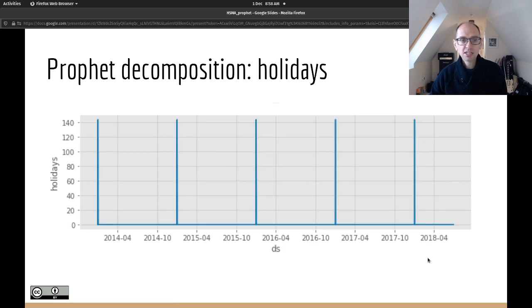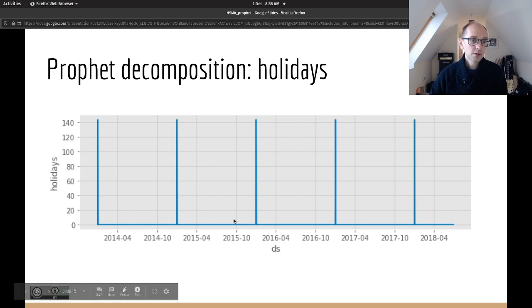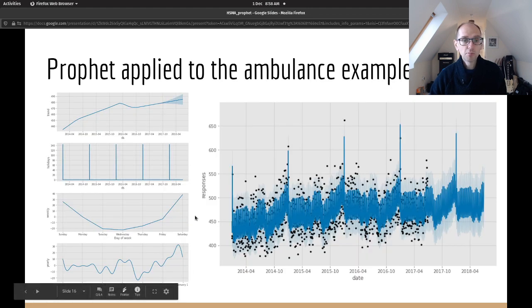And then last but not least, our holidays, our spiky holidays. And what Prophet has done is it's fitted a dummy variable for New Year's Day, and we can see that it fits a very simple model. And it's basically saying on New Year's Day, we expect to have about 140 calls extra than any other day of the year. And then Prophet works by adding those components together. And we end up with our fitted model and our forecast.